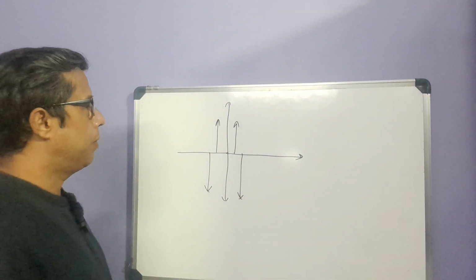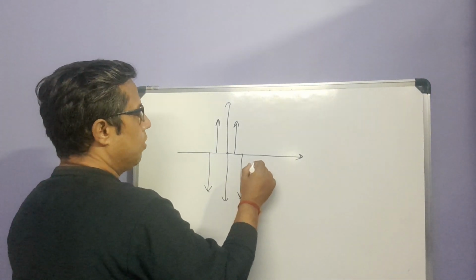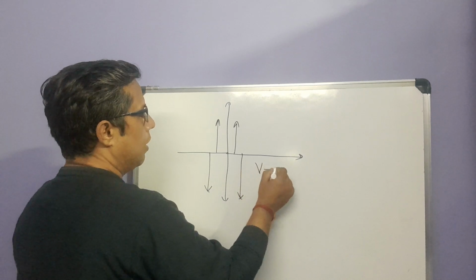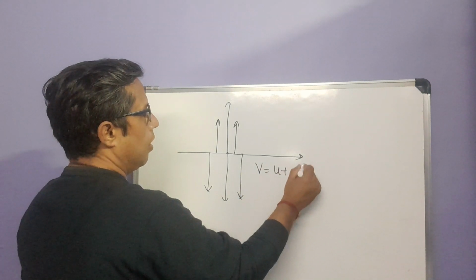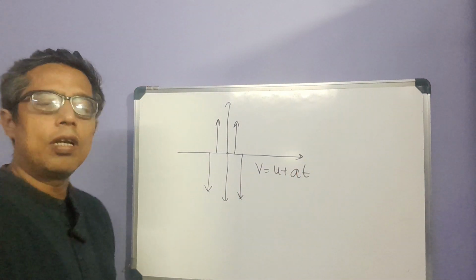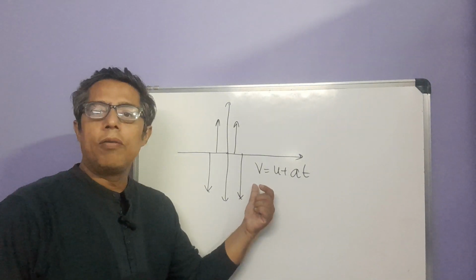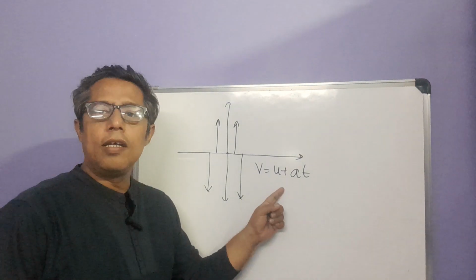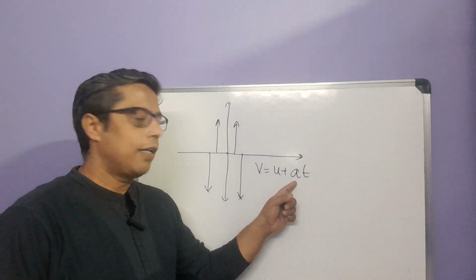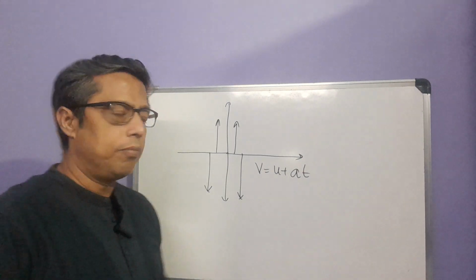So what change is happening? What are the equations of motion? Actually, v is equal to u plus at. This is one. v is the final velocity, u is the initial velocity, a is acceleration, t is the time.